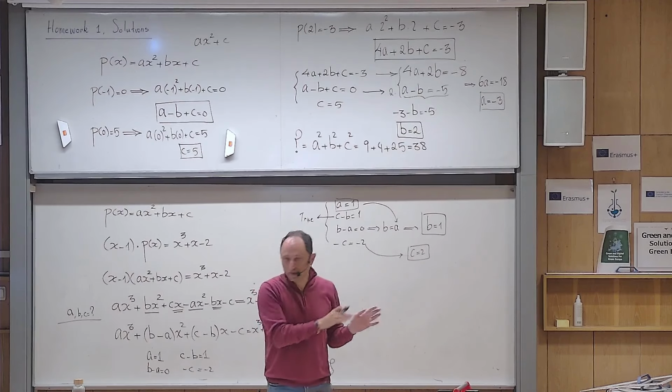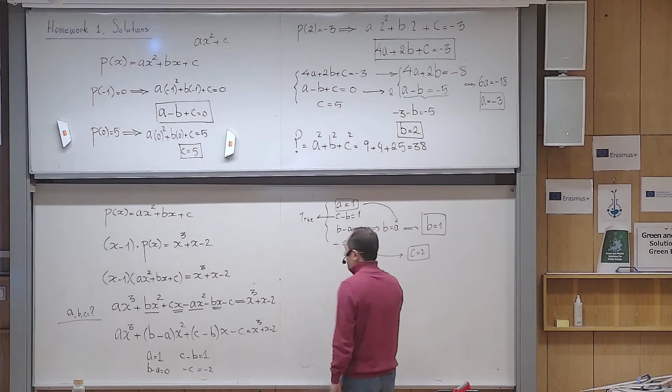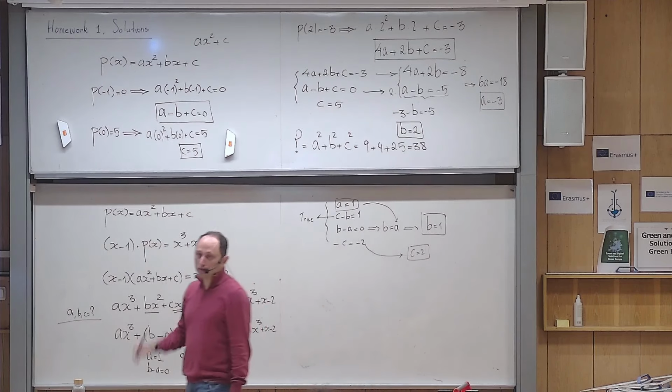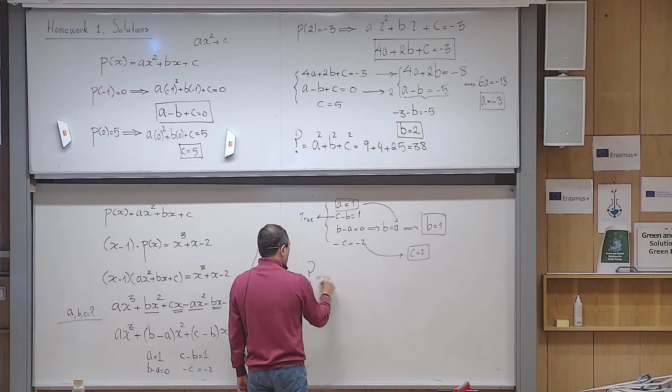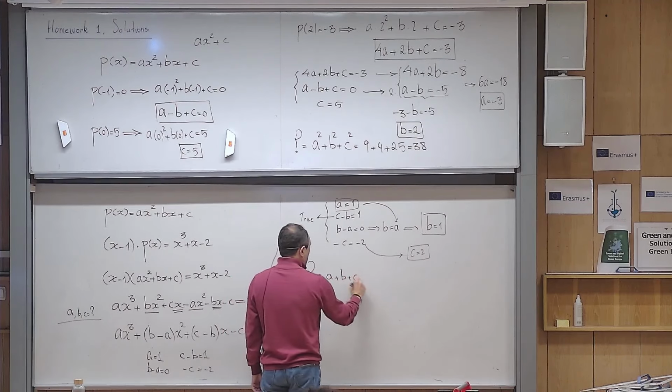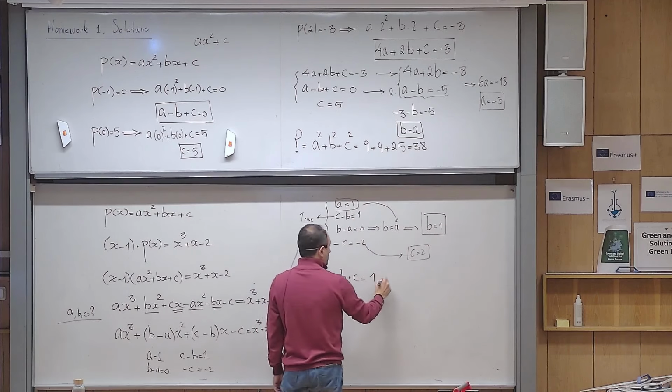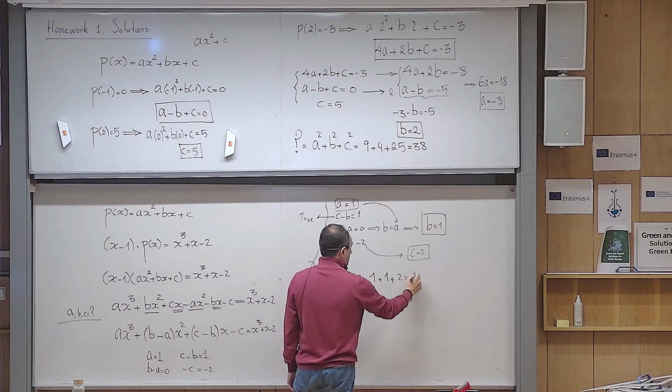But anyway, for this problem, it is working, and what do I want? The sum of the coefficients. Well, it's very simple. So what is the question mark? A plus B plus C. A is 1, B is 1, C is 2. So the answer is 4.